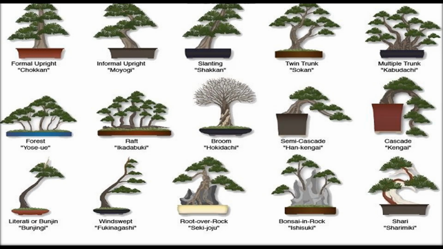The difference between semi-cascade and cascade is in the branches. In the semi-cascade, the lower branches will reach the rim of the pot, and in the cascade style, the lower branches will touch the ground portion of the pot. So that is the difference between semi-cascade and cascade. The other special types which are present are literati, windswept bonsai, root over rock, bonsai in rock, and shari bonsai.